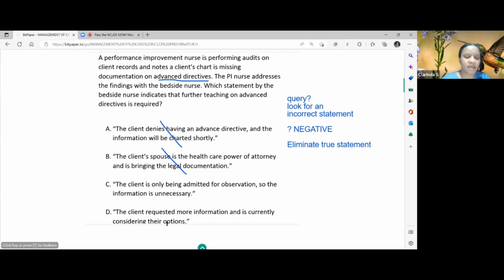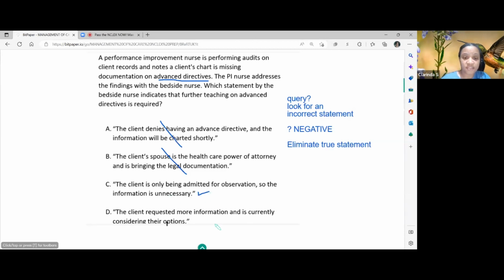She's already talked to the spouse and the client. Sorry, and the client said, oh, my husband has it, or my wife has the documentation. They're going to bring it in. They're my healthcare proxy, or they're my healthcare power of attorney, or DPOA. Sometimes you'll see it written as DPOA. All right, option C: the client is only being admitted for observation, so the information is not necessary. Is that statement one to keep? Yeah, I agree. Someone said keep it. Keep that one.